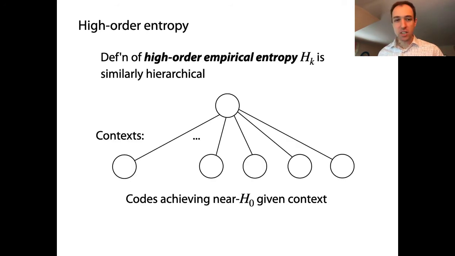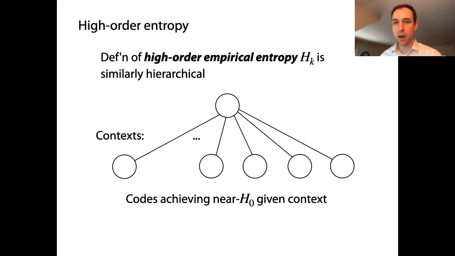So not only is our method tree-shaped in this way, but we could say that the definition of high-order empirical entropy, which we're going to call H subscript K, is also hierarchical. H subscript 0 was zero-order empirical entropy. Now we've gone to this more general notion of kth order empirical entropy, which we'll call H sub K. As we'll see, it's essentially a weighted sum, where the thing we have to add up is related to the zero-order entropy in each of the nodes in the second level.